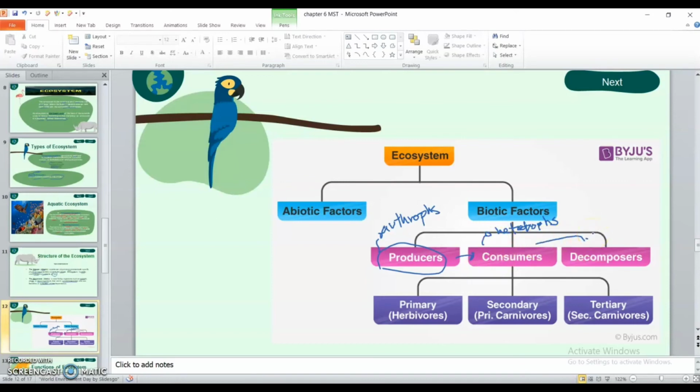And decomposers, or saprotrophs. So, under the consumers, the primary consumers are herbivores, which eat herbs and plants. The next consumers are the secondary consumers, which eat the primary consumers, the herbivores; they are meat eaters. And the last one is tertiary, that is secondary carnivores. So that is the structure of ecosystem.